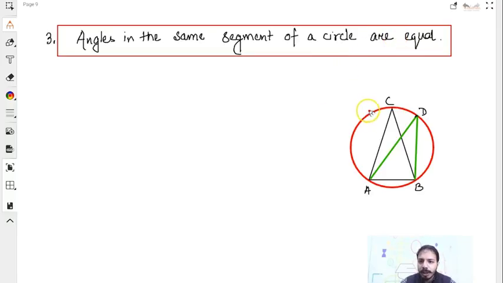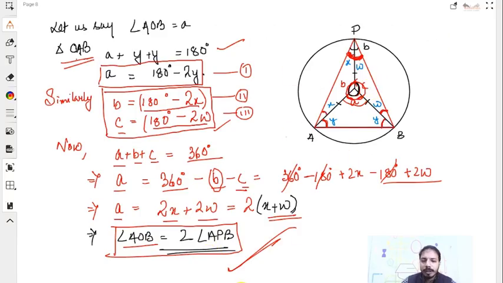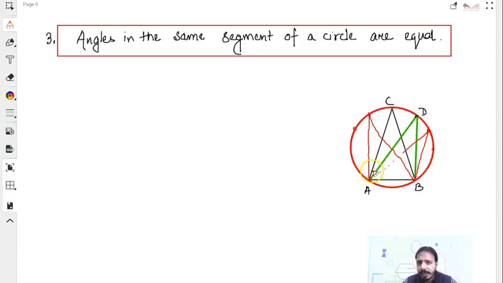Now I have just told that I can take this point P anywhere, right? I can draw this point P anywhere. Now from this segment, suppose I draw this angle. So all these angles will be equal because I can prove all of them in this way. So the proof here is very simple.